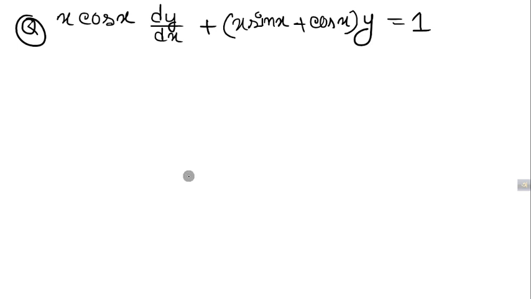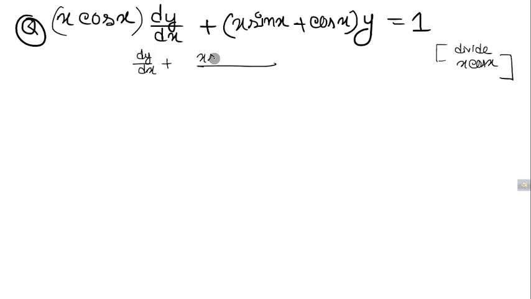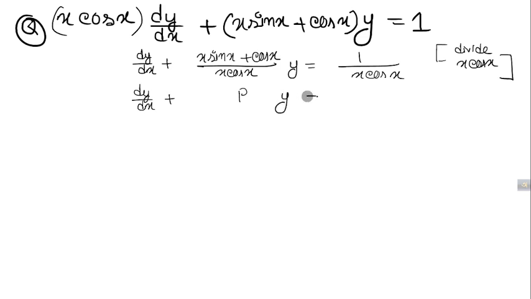I have another problem, x cos x, like this. Again I have to make the coefficient of dy by dx equal to 1, and to do this I have to divide the equation by x cos x. So if I do this, I will have dy by dx, then x sin x plus cos x divided by x cos x, and finally 1 by x cos x. Now I have to compare this equation with our general formula, which was like this.